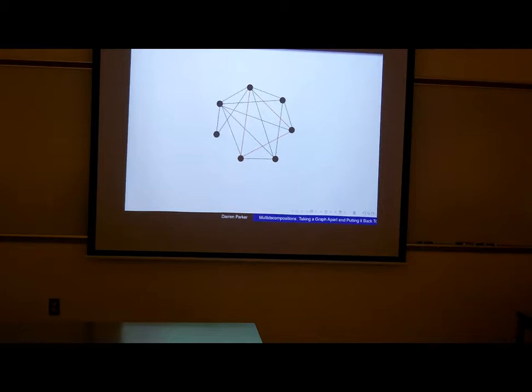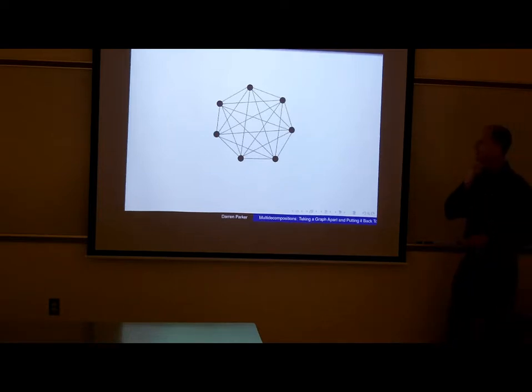Now, we can't use an edge twice. That would be against the rules. And we're going to keep going until we get to the end. Are we to the end yet? Yes, we're to the end. Okay, and we get the whole one by putting in various copies of the triangles. Make sense?